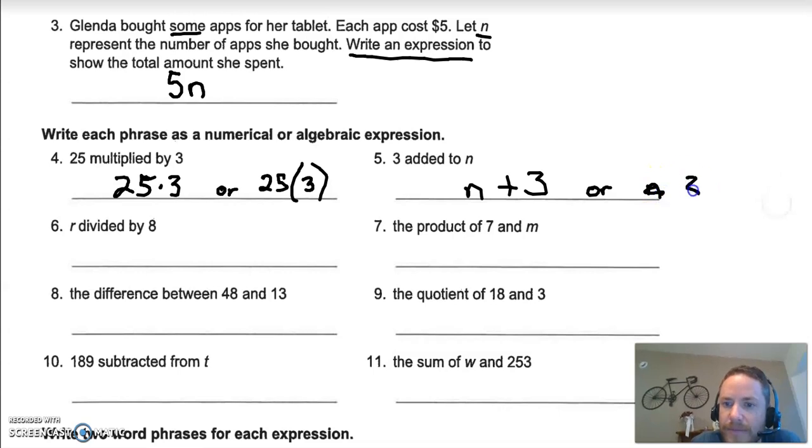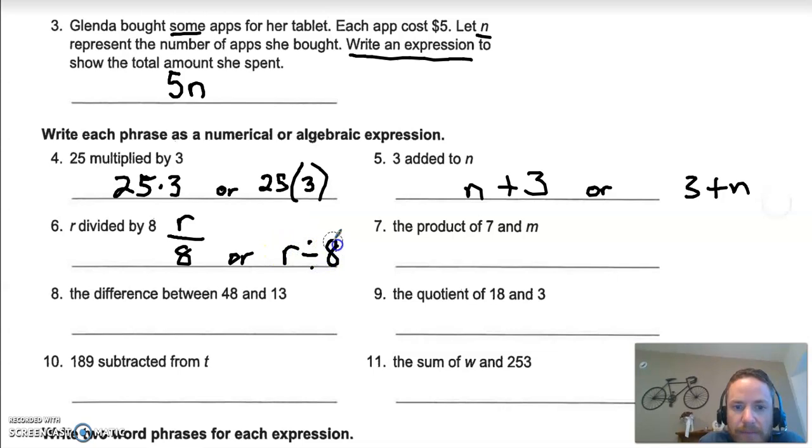The reason why it's okay is because we have this thing called the commutative property of addition that states that we can add in any order we feel like, so it doesn't matter which one goes first. I prefer the one on the left. Number 6, r divided by 8. The better one would be r over 8, or we could just write it in a linear fashion, r divided by 8. Number 7, the product of 7 and m.